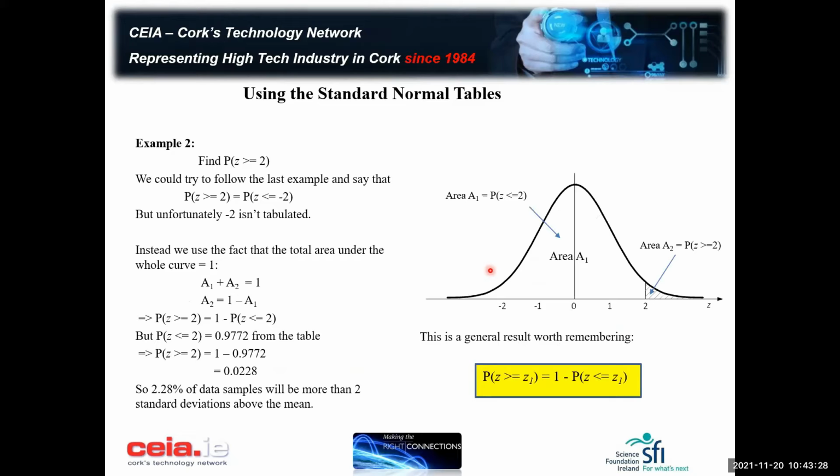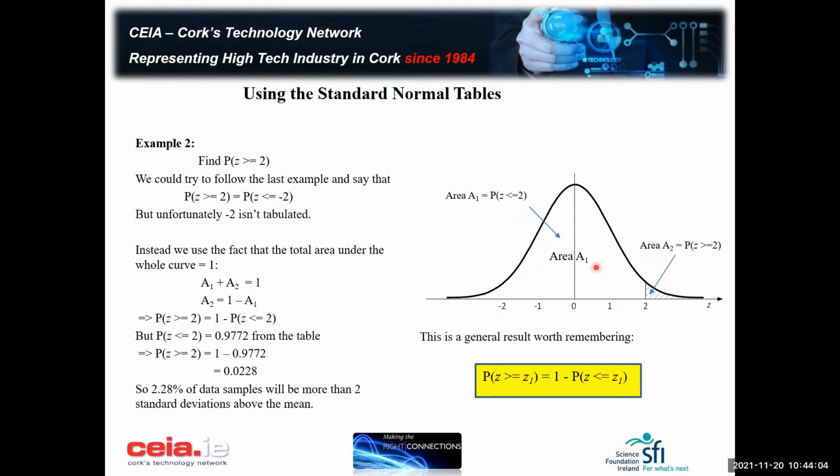Let's have a look at a slightly different problem. What's the probability that z is greater than 2? In this case, that's represented by this shaded area here. But that's not tabulated. What is tabulated is this area here, we're calling A1. So A2 is what we're looking for. A1 is what's tabulated, which is the probability that z is less than or equal to 2.